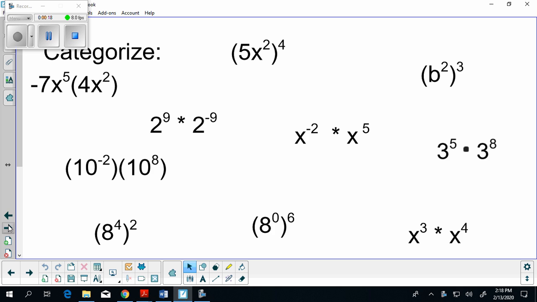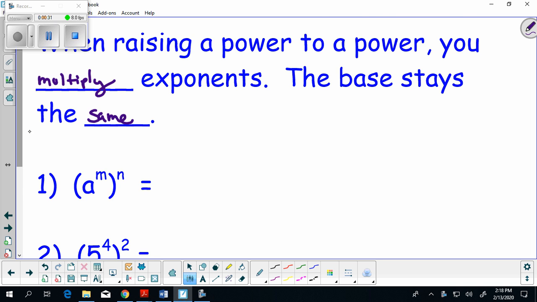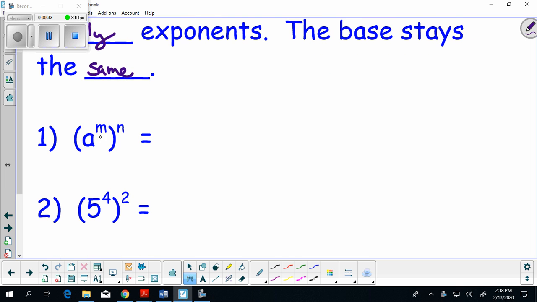Okay, so we start here with the rule. When you raise a power to a power, you multiply the exponents, and the base stays the same. Notice how it looks different from yesterday because there's only one base in a parenthesis and two exponents. So we copy the base down and multiply the exponents. This will be m times n, which is equivalent to a to the mn.